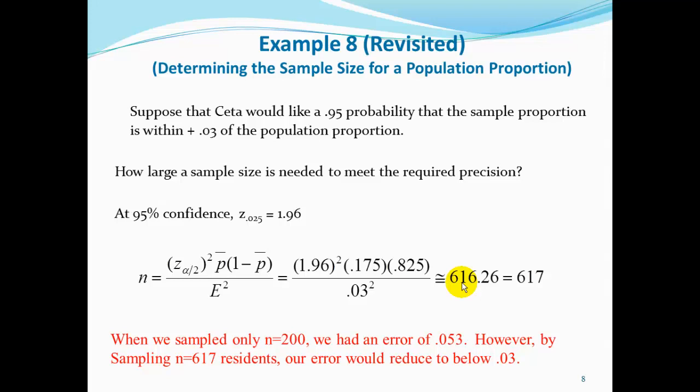Notice, when we sampled only n equals 200 residents, we had a margin of error of 0.05. However, by increasing this sample size to 617 residents, our error would be reduced to below 0.03.